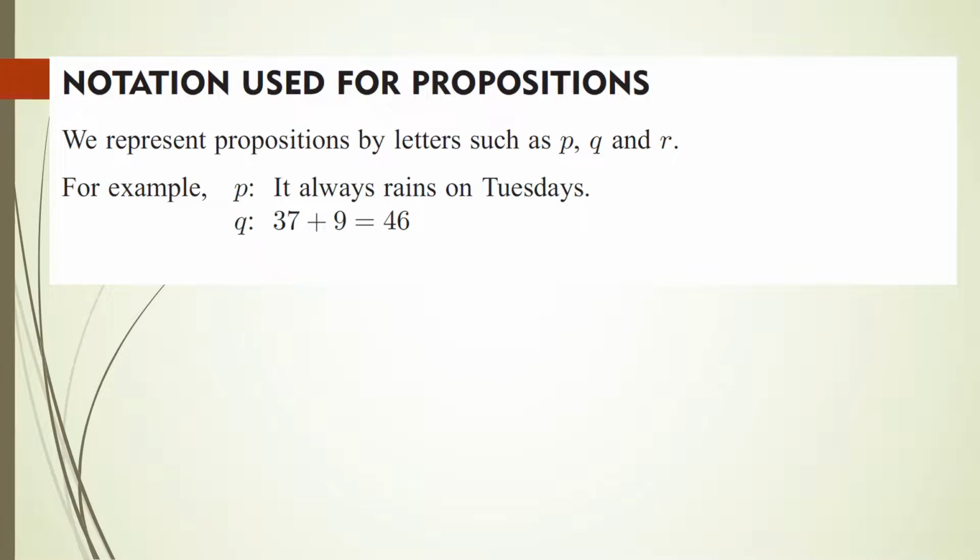So just like in algebra we use letters to represent numbers, in logic we use letters to represent propositions. Usually the letters P, Q and R represent propositions. So for example, the proposition P, it always rains on Tuesdays. This proposition will be false because it doesn't always rain on Tuesday, but sometimes. And we have proposition Q, 37 plus 9 equals 46. And that is true. 37 plus 9 does equal 46.